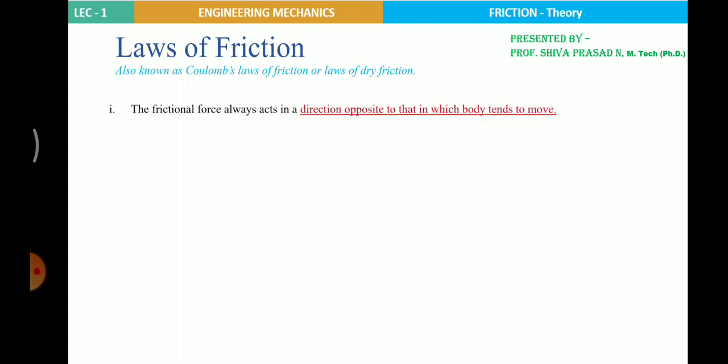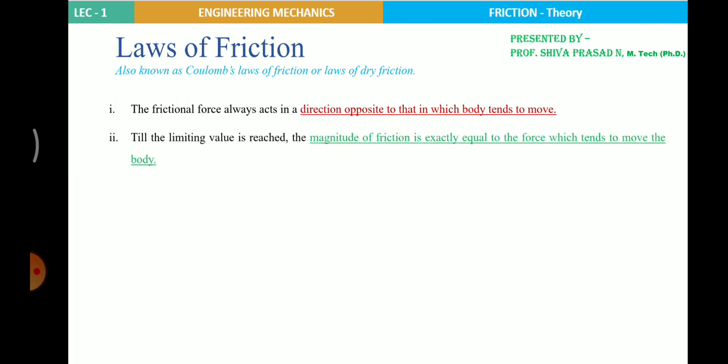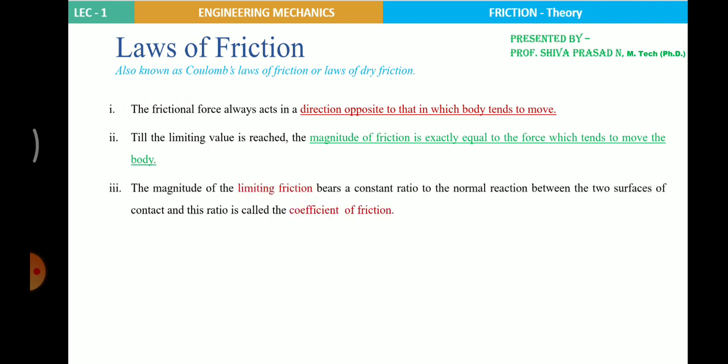The first point: the frictional force always acts in a direction opposite to that in which the body tends to move. Yes, this is what we first saw in the definition. Till the limiting value is reached, the magnitude of friction is exactly equal to the force which tends to move the body. The magnitude of the limiting friction bears a constant ratio to the normal reaction between the two surfaces of contact, and this ratio is called the coefficient of friction. This is the definition of coefficient of friction that we have seen already.